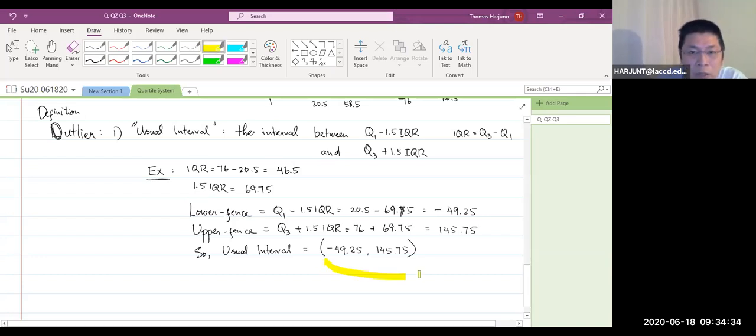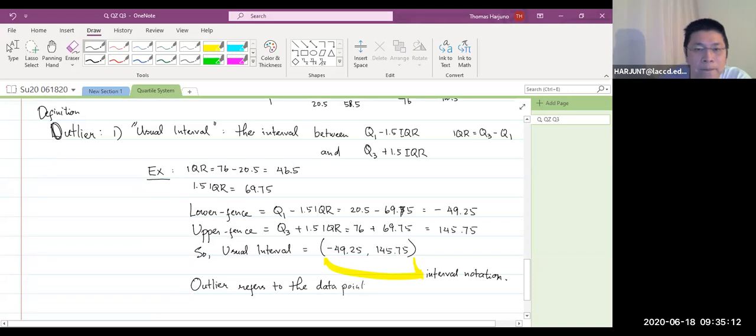Back in intermediate algebra, we call this interval notation. If you don't remember what interval notation is, Google it. Okay? Interval notation. Now, then outlier refers to the data point that is not in the usual interval.